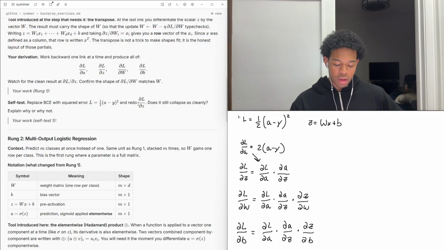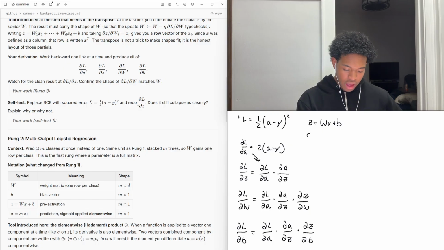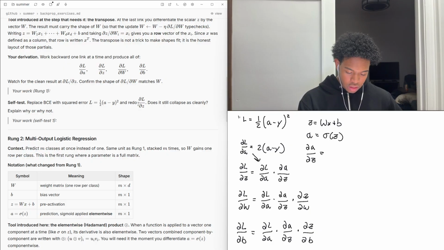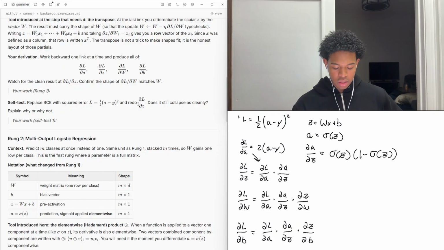So then what's A with respect to Z? We have A equals sigmoid of Z, which means the partial of A over partial Z equals sigmoid prime, which equals sigmoid of Z times 1 minus sigmoid of Z, which is exactly what we would put here. And then that drops down. That's completely fine. Z with respect to W is still going to be X transpose.